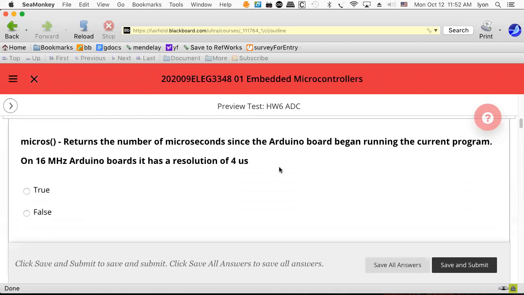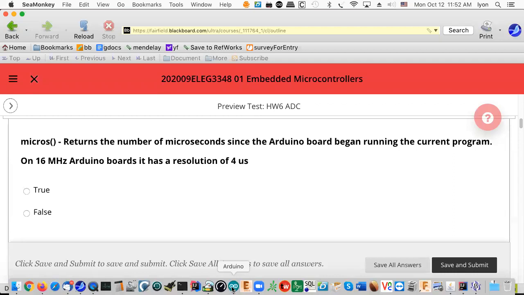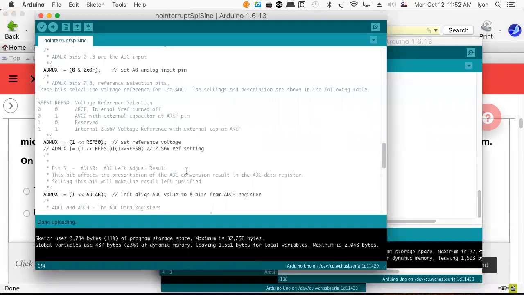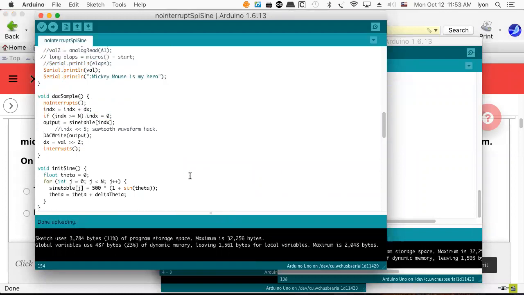Micros versus millis. So then there's this thing, micros, which will give you the number of microseconds since the Arduino began running the current program. That's actually kind of an important thing, right? Because what that does is allows us to determine how fast something is running. That's actually important for you because if you have to know how fast your DAC is sampling, you might like to measure something like that.